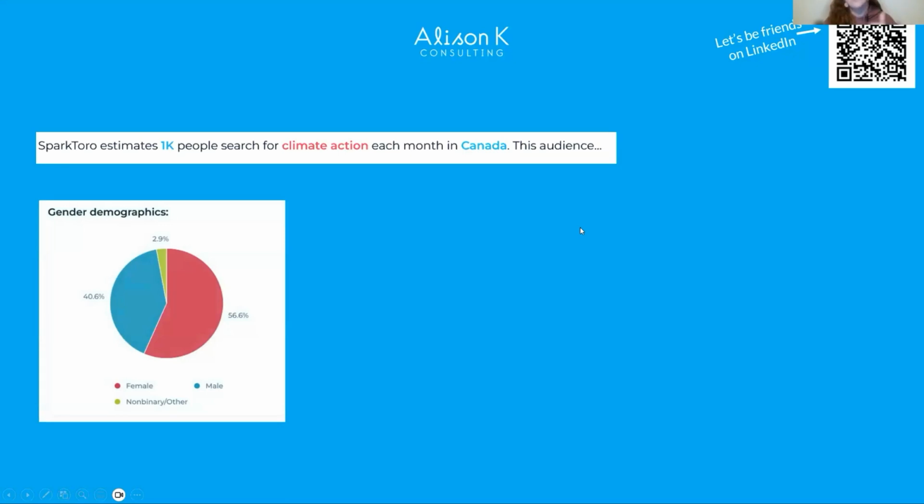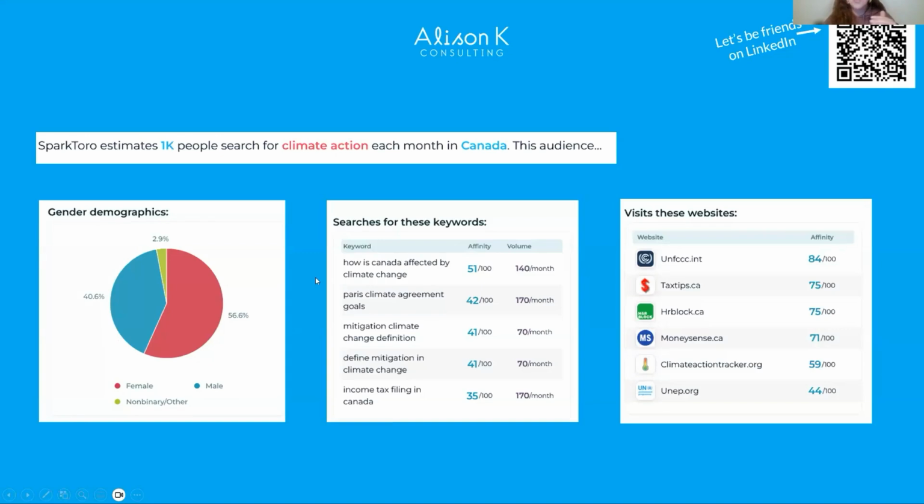SparkToro gives you so much information. For example, they found 1,000 people who had this. They give you gender demographics, which I will argue as a comms person is not the most powerful asset we have in knowing people, but that might be useful to you internally. You can also see that it will give you the search keyword, so we can see things like Paris Climate Agreement goals. We also might see something like income filing tax in Canada. Huh? This is just an example. Again, I don't do deep work inside sustainability, but I want to show you that SparkToro begins to show you there are other things your audience thinks about beyond the key thing you have as a nonprofit.